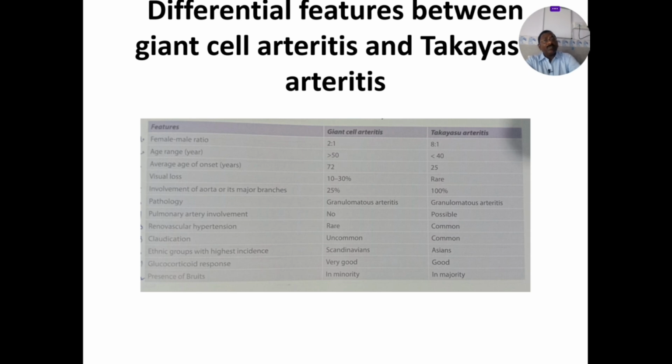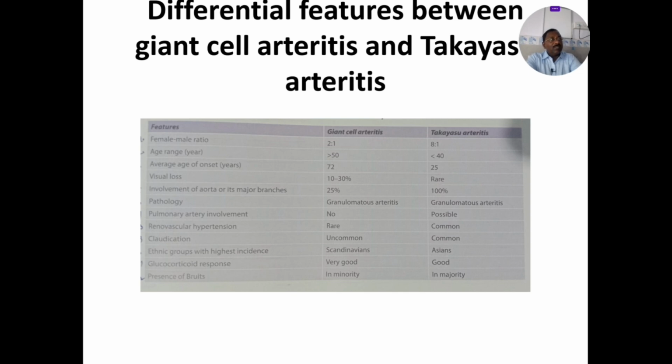These are the differential features between giant cell arteritis and Takayasu arteritis. Giant cell arteritis, female to male, 2:1, whereas Takayasu 8:1. So Takayasu is more in females, 8:1. Age group, giant cell arteritis, elderly. Takayasu arteritis, middle age. The average age of onset, giant cell arteritis is 72 years, whereas Takayasu is just 25 years.